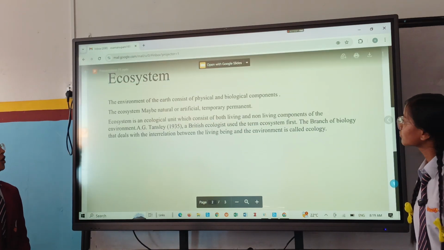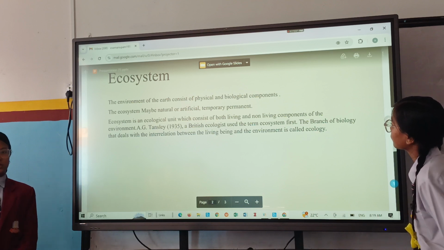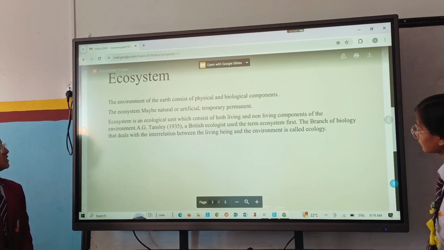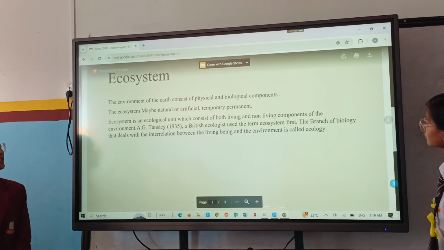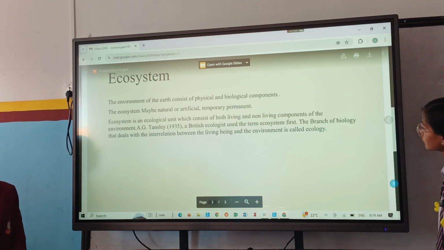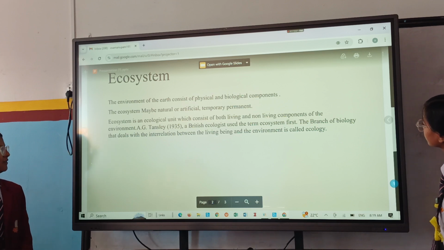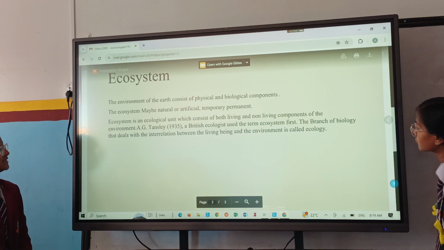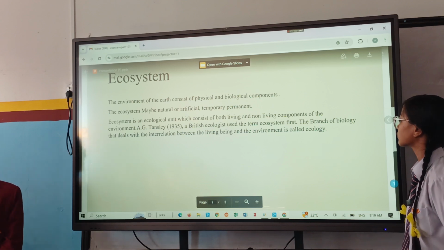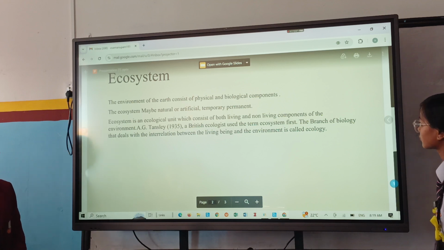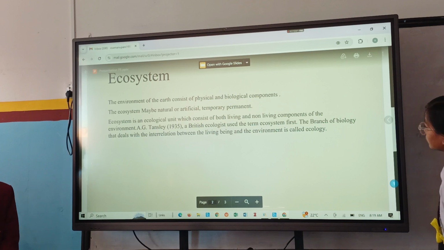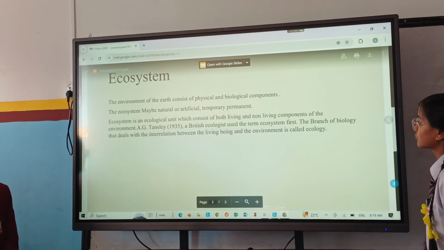The environment of the earth consists of physical and biological components. The ecosystem may be natural or artificial, temporary or permanent. Ecosystem is an ecological unit which consists of both living and non-living components of the environment. A.G. Tansley in 1935, a British ecologist, used the term ecosystem for the first time. The branch of biology that deals with the interrelation between living beings and the environment is called ecology.